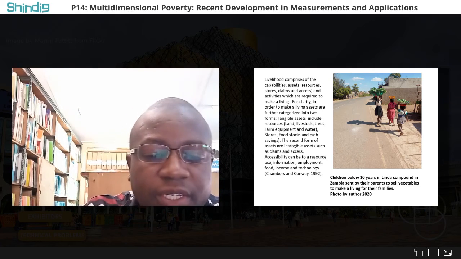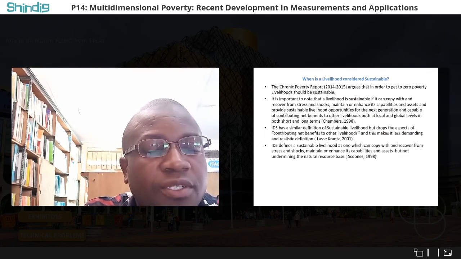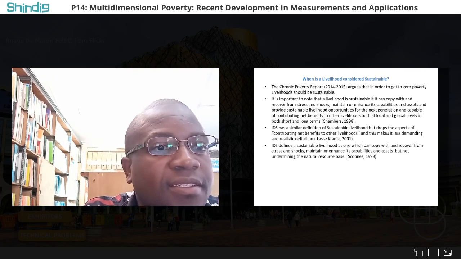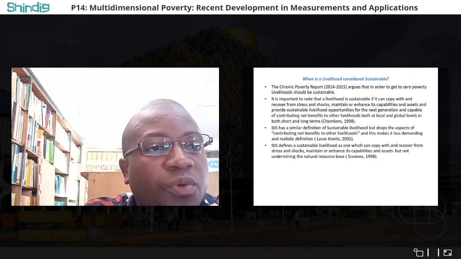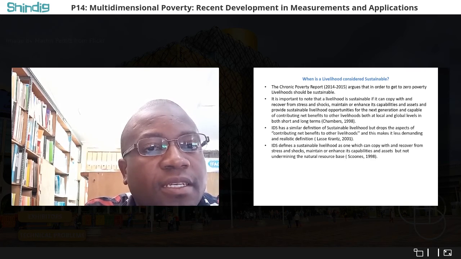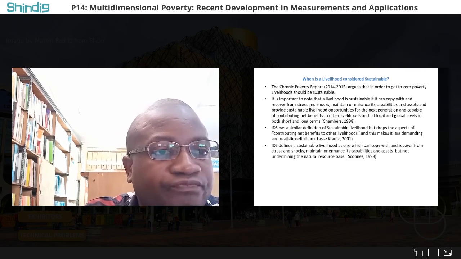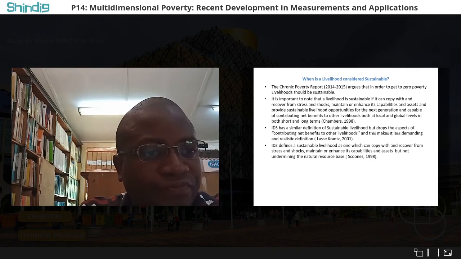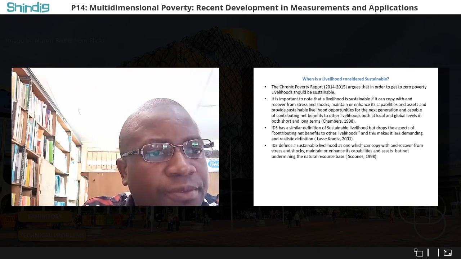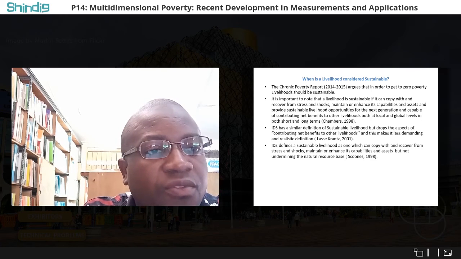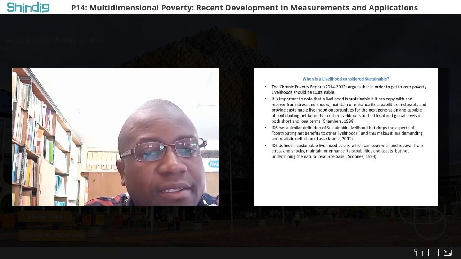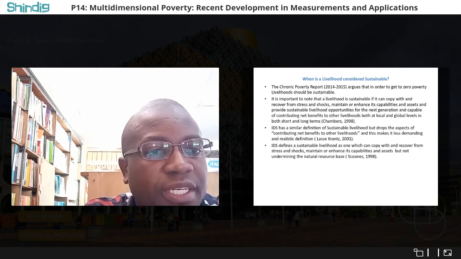The Chronic Poverty Report of 2014 and 2015 argues that in order to get to zero poverty, livelihood should be sustainable. It is important to note that a livelihood is sustainable if it can cope with and recover from stresses and shocks, maintain or enhance its capabilities and assets, and provide sustainable livelihood opportunities for the next generation, and is capable of contributing net benefits to other livelihoods, both at a local and global level, both short and long term. The Institute of Development Studies defines it as one which can cope with and recover from stress and shocks, maintain or enhance its capabilities and assets, but not undermining the natural resource base.